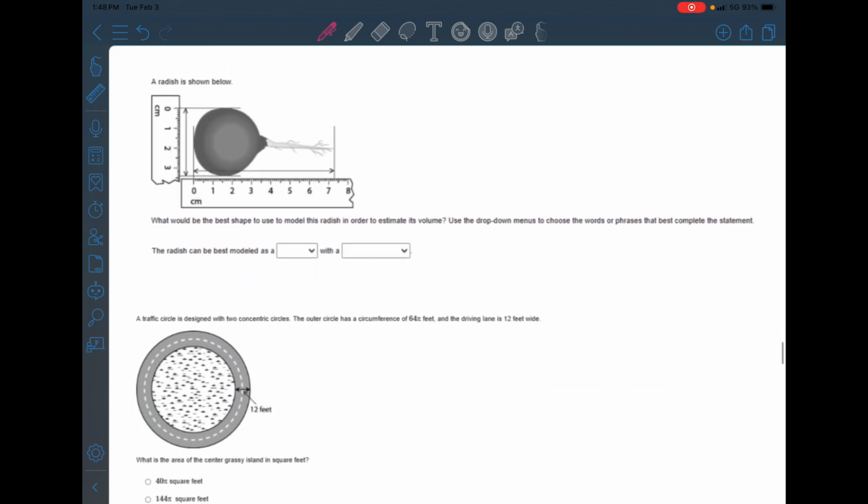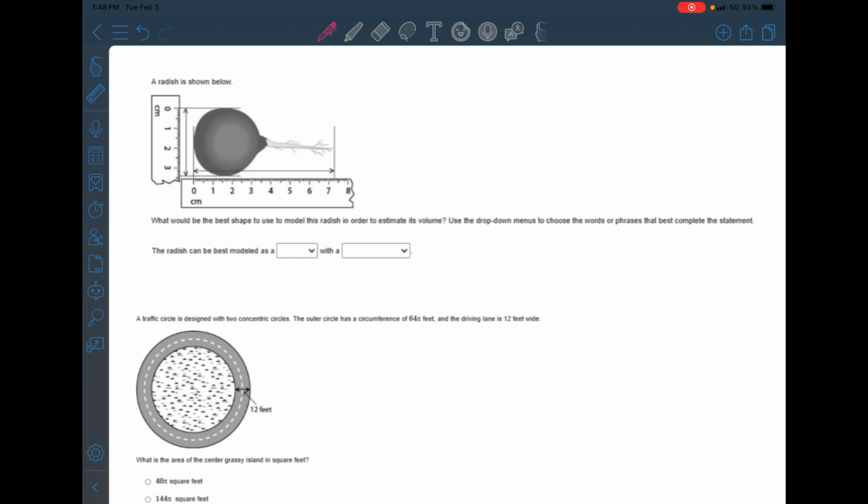A radish is shown below. What would be the best shape to use to model this radish in order to estimate its volume? Use the drop-down menus to choose the words or phrases that best complete this statement. So we don't have a drop-down menu, we're just going to fill in the blank.